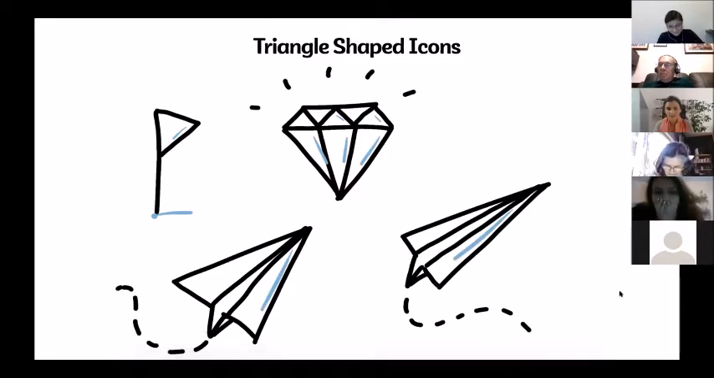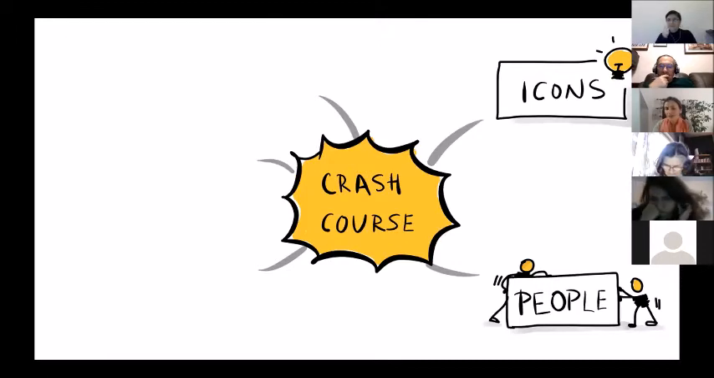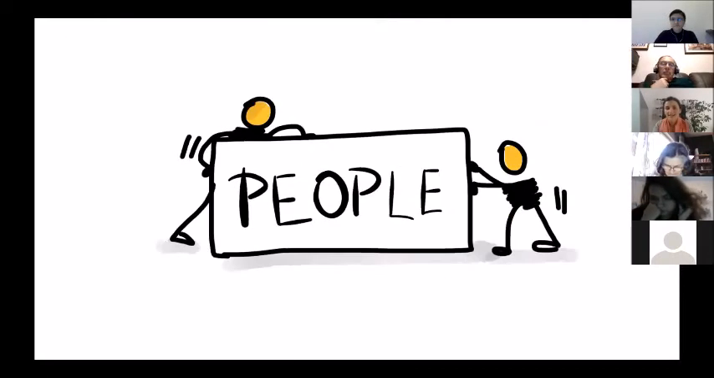Okay, ready? Okay, then we proceed. So what we've done up to now is we drew the icons. Now it gets really fast. What we're going to draw now are people, one type of people, and we're going to see how we can also draw groups of people.